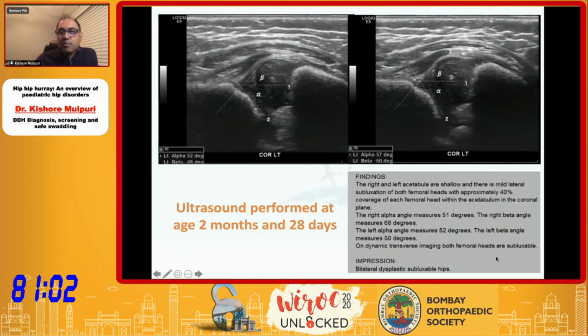Here is an example of a discrepancy you can sometimes find on ultrasound versus an X-ray. You would probably look at this and think this is a mild dysplasia, alpha angles measuring about 51 and 52 degrees, and the percentage femoral head coverage is measured somewhere between 45 to 50 degrees. You know this hip is dysplastic, but you're not thinking that it's that bad.